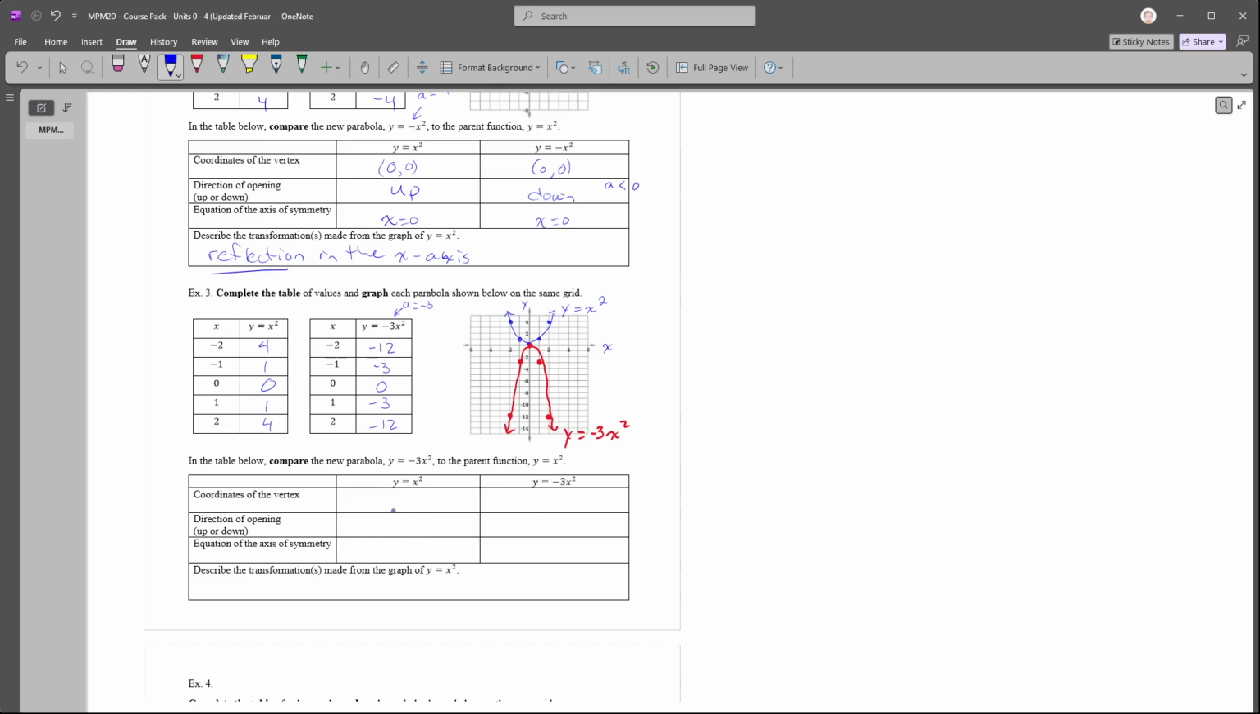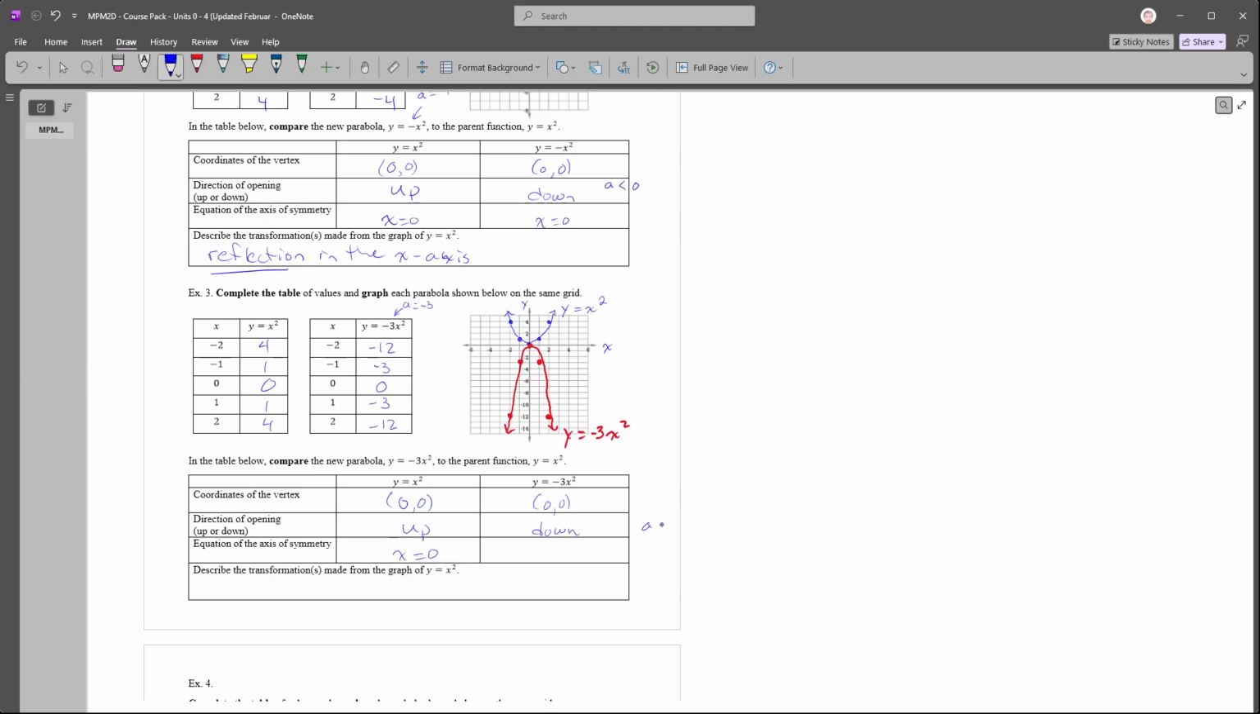First of all, y is equal to x squared. Comparing the coordinates, yes, the vertex is still 0, 0. The direction of opening is still up for the parent. The equation of the axis of symmetry is still x is equal to 0. How about the new parabola, y is equal to -3x squared? Coordinates of the vertex, yep, still 0, 0. And the direction of opening, oh, it's going down this time.